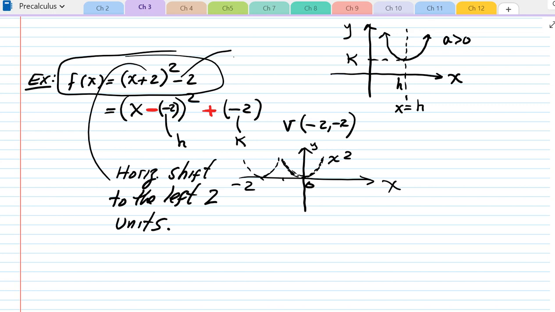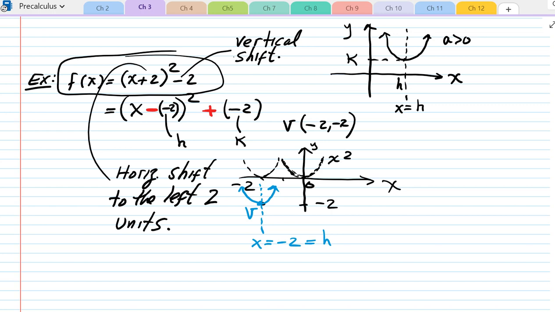This negative 2 indicates a vertical shift. Okay, vertical shift, and if it's negative, we move down 2 units. So I'm going to go down 2 units. Let's say that's negative 2. And then just redraw the parabola at that point, and that would be the final graph. Right there. See that? And the axis of symmetry, of course, a vertical line through it. Here's the vertex. The equation for the axis of symmetry is x equals negative 2. In general, that's x equals h.